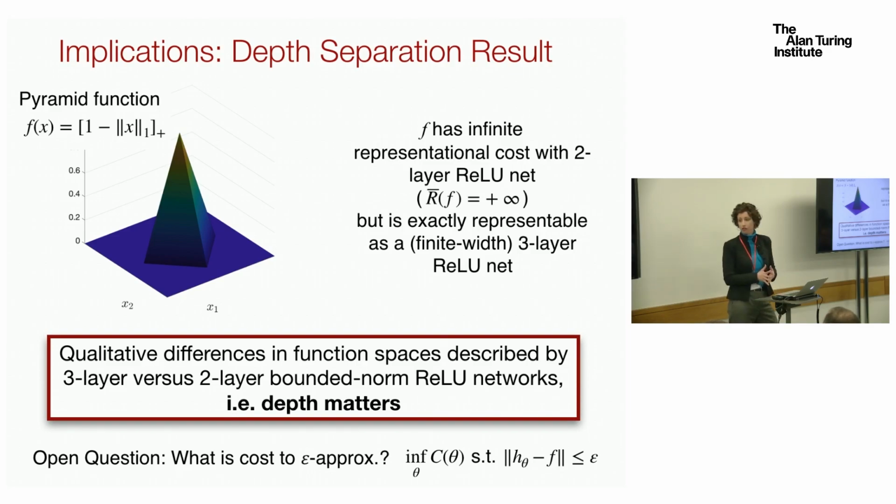There are still several different open questions that we haven't addressed in this vein. Everything I'm talking about here, for instance, is about exactly representing this pyramid function. But if we gave ourselves a little bit of wiggle room and said, well, how much does it cost to approximate this pyramid function within some accuracy epsilon, that we don't know. We don't know the representational cost of that.